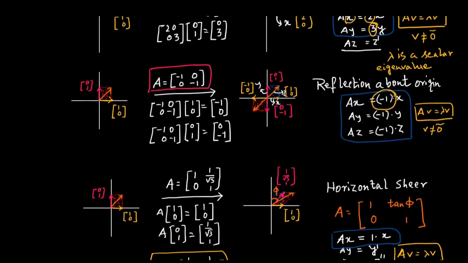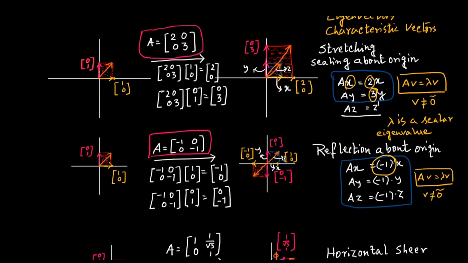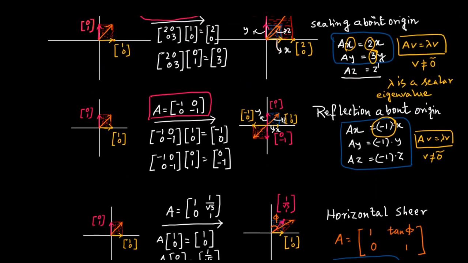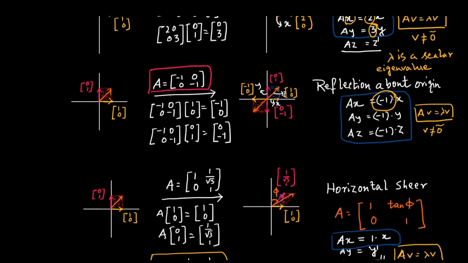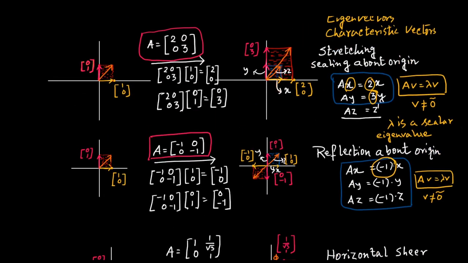Or the point is, here your transformation can be a combination of any two of these basic transformations. I have stated here only basic transformations. Your transformation can be a mixture of the two. So in that case, it will be very difficult to identify visually which are your eigenvectors. So that's why we need some algebraic method. Let us develop the method.